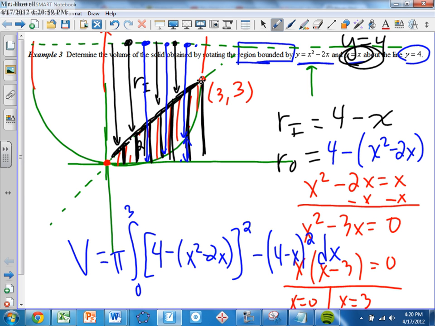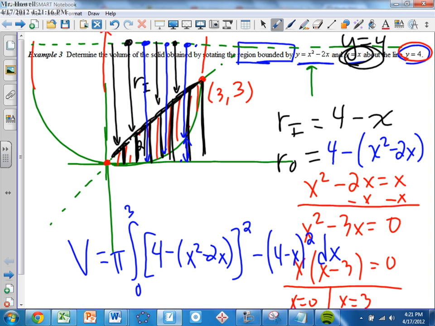I have a question. So on the test they're going to say that's 4 and the line is a certain distance away. So they're going to tell you that's 4. And they did. It says, about the line y equals 4. That was the beginning part.